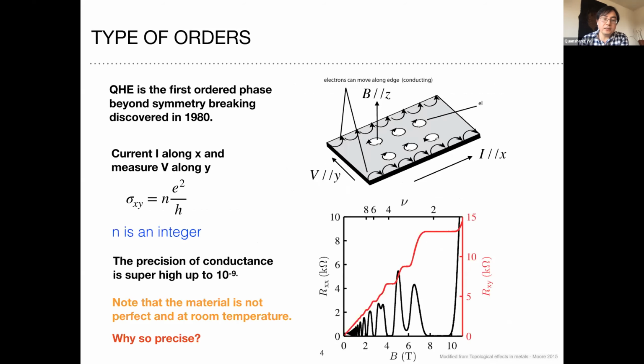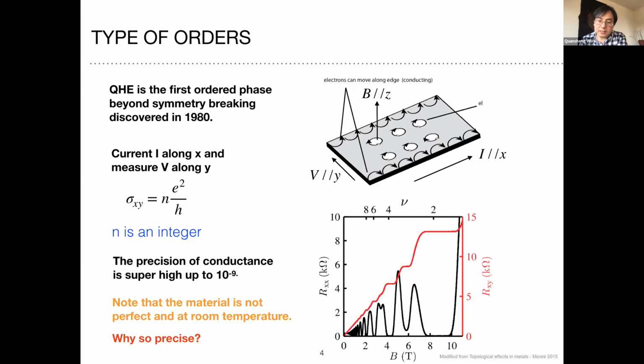In the 1980s, another kind of ordered phase came out, and it's not related to symmetry breaking. This is called the quantum Hall effect. Let's start with the Hall effect. This is a 2D electron gas. We apply the magnetic field along the Z direction, then apply the current along the X direction. Due to the Lorentz force, we can get the Hall voltage along the Y direction. Then we can get the resistivity Rxy. And in the low magnetic field, it increases linearly as the magnetic field increases.